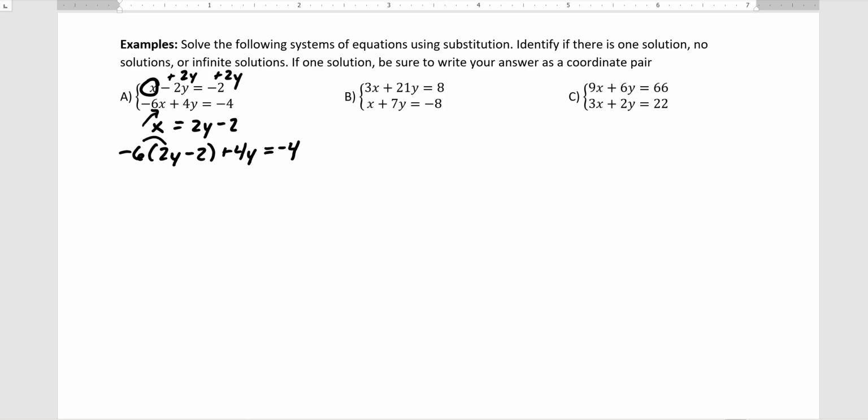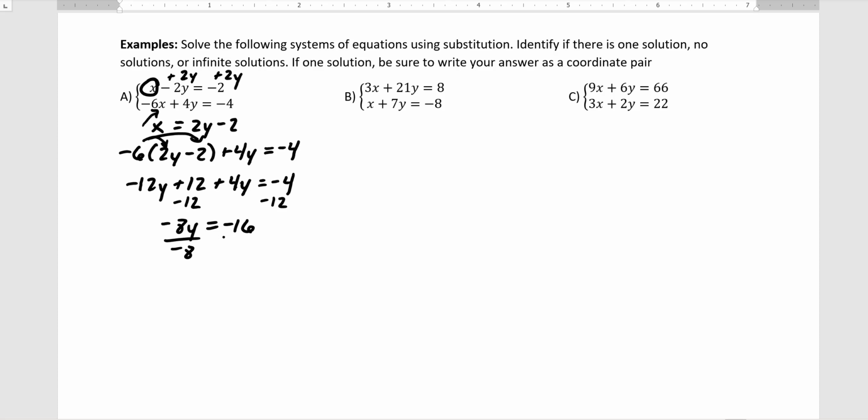All right, let's distribute this out here. So negative 6 times 2y is negative 12y. Negative 6 times negative 2 is positive 12. Plus 4y equals negative 4. Combine my y terms here, and let's go ahead and subtract 12 from both sides. Negative 12y plus 4y would become negative 8y. Negative 4 minus 12 would be negative 16.